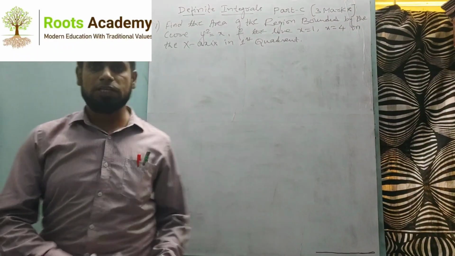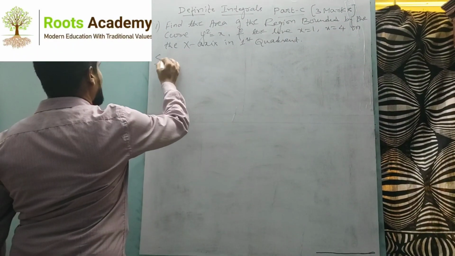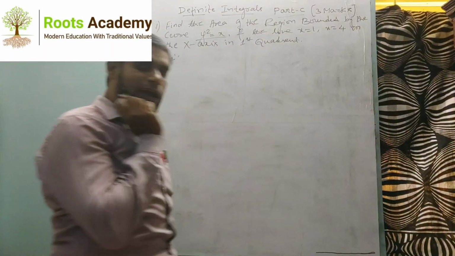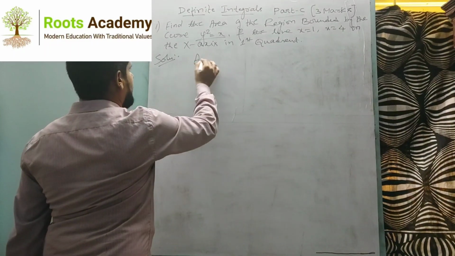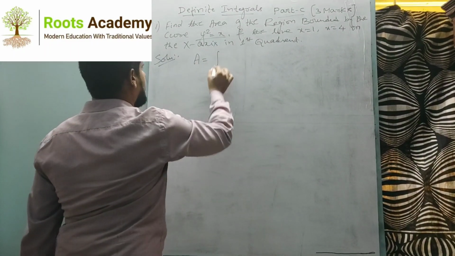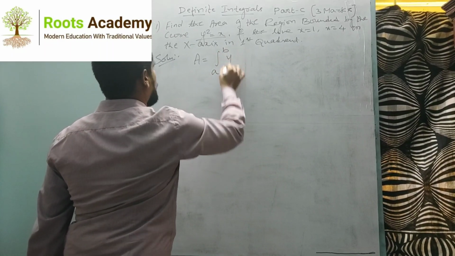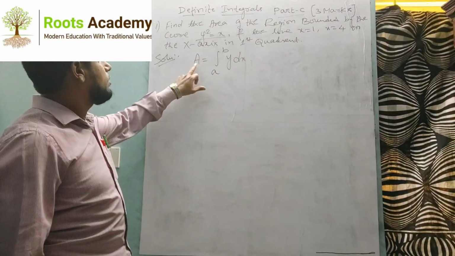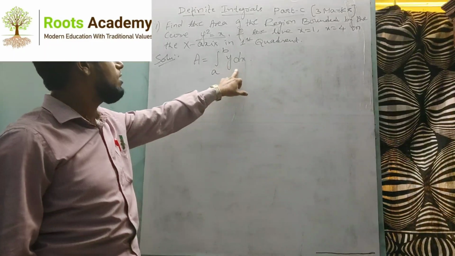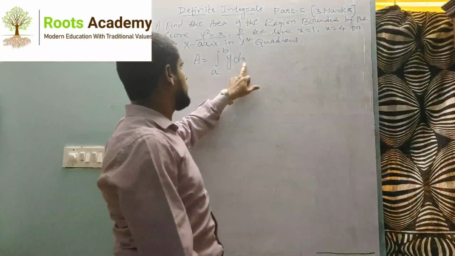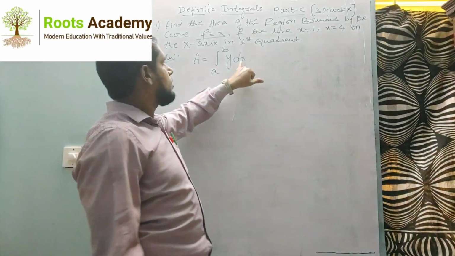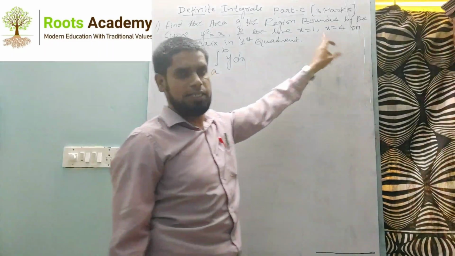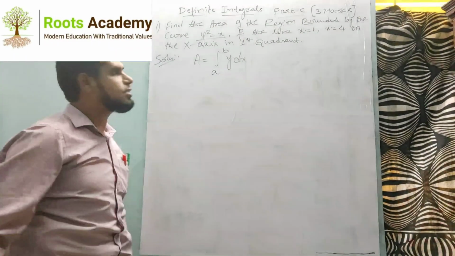Now, students, before I explain the question, let me write the formula here. If there is only one curve or one line, then the formula to find the area of any region is integral a to b of y dx. Y is the function. We are integrating with respect to x, because the limits are given in terms of x.